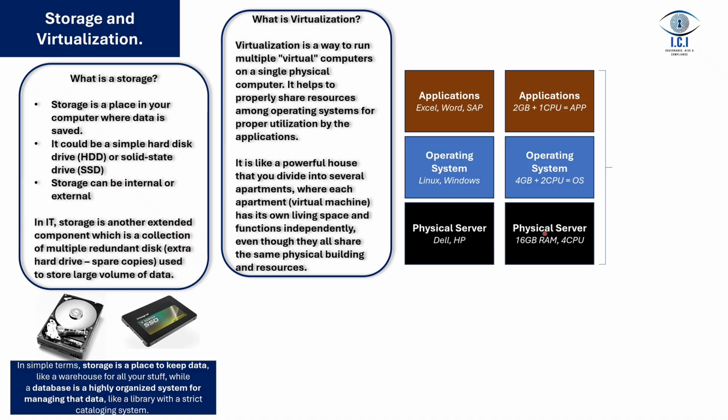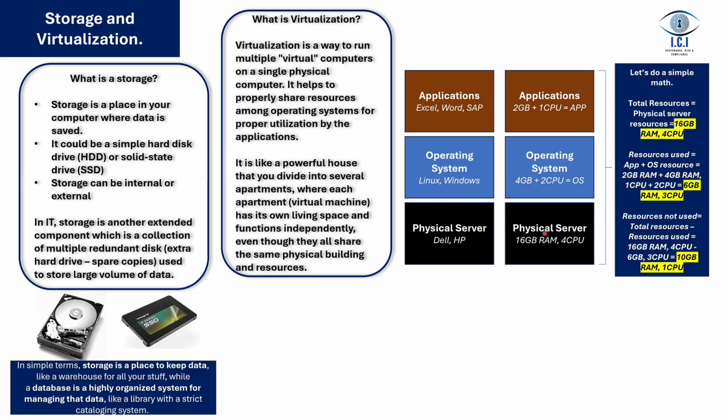At the end of the day, there is going to be a wasted resource. What do I mean? If you do the simple math here, the total resource, which is your physical server resource, is 16 gig RAM and 4 CPU. Now, the resource being used, you add the operating system resource and the application resource. The operating system has 4 gigabyte RAM and 2 CPU, and the application is using 2 gigabyte RAM and 1 CPU. If you add 2 plus 4, you have 6 gigabyte RAM, and if you add 1 plus 2, you have 3 CPU.